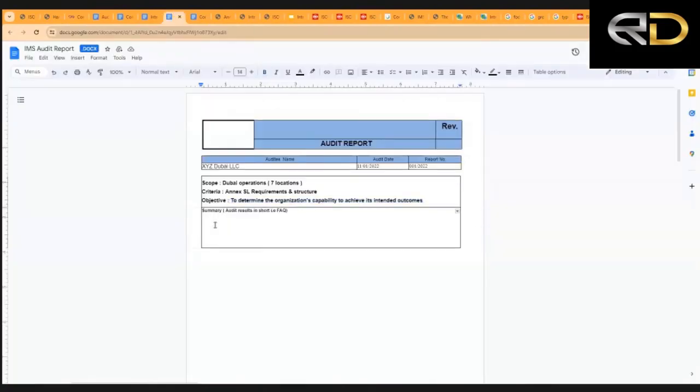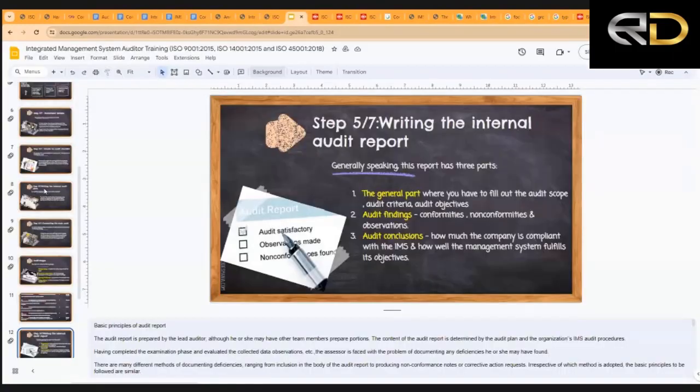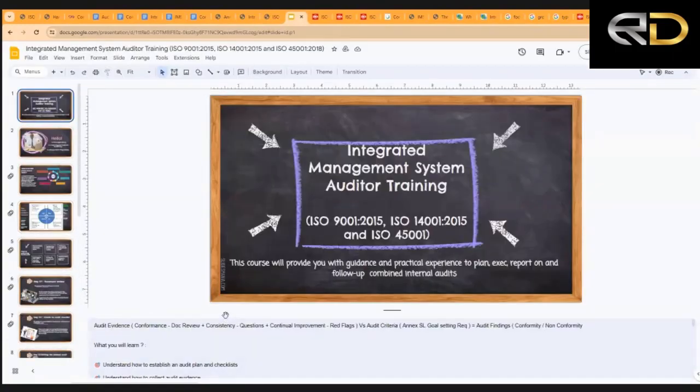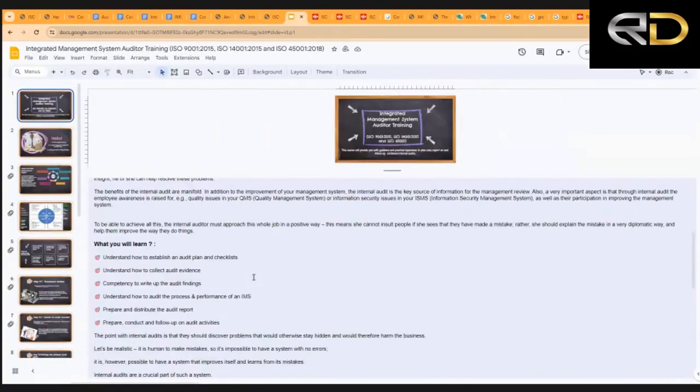So the result of the audit now, how can you summarize an audit? Well, you basically come over here and then you look for reasons why actually people conduct IMS audits, okay?